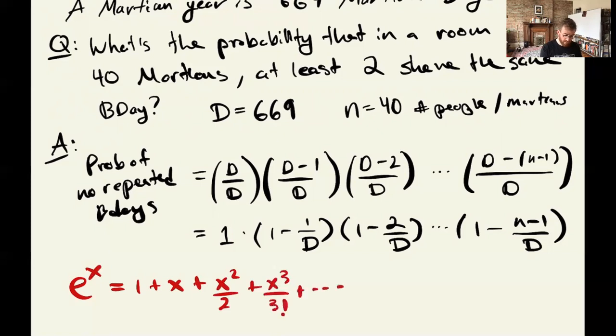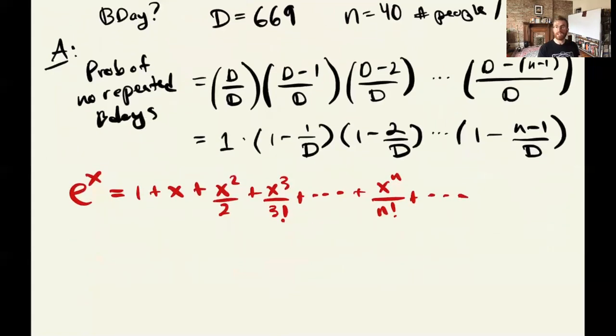So on and so forth, all the way up through x to the n, n factorial, so on and so forth. And so now we're going to do a trick, which is something that physicists are really good at. And I think anyone who works with real data and needs to give quick answers should be good at, which is, let's go ahead and make some approximations.